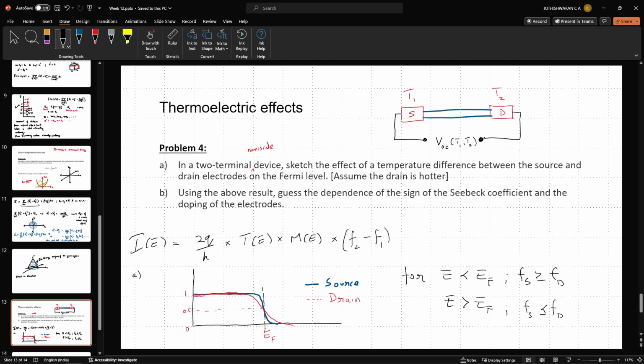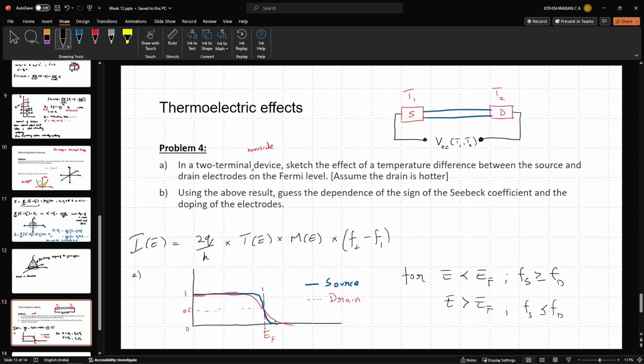So this is the Seebeck effect. When I have a temperature difference across the two electrodes, a potential difference arises simply as a result of the temperature difference. Now where does the potential difference come from? That is apparent from this figure itself. Now, if this is the case, this implies the probability of finding an electron with energy E is greater in the source than in the drain for energies less than the Fermi level.